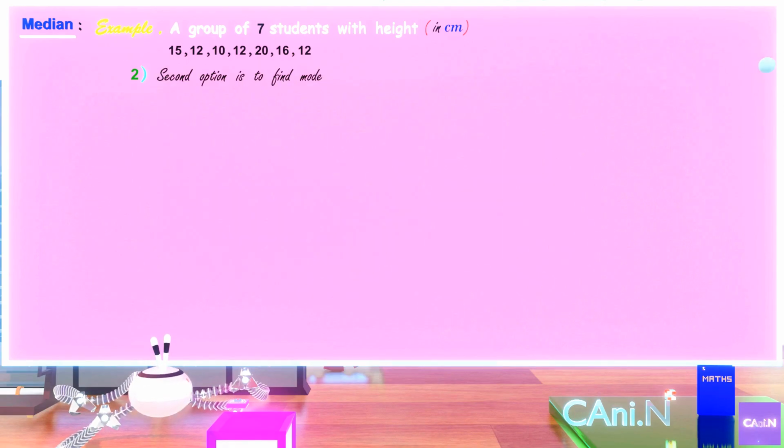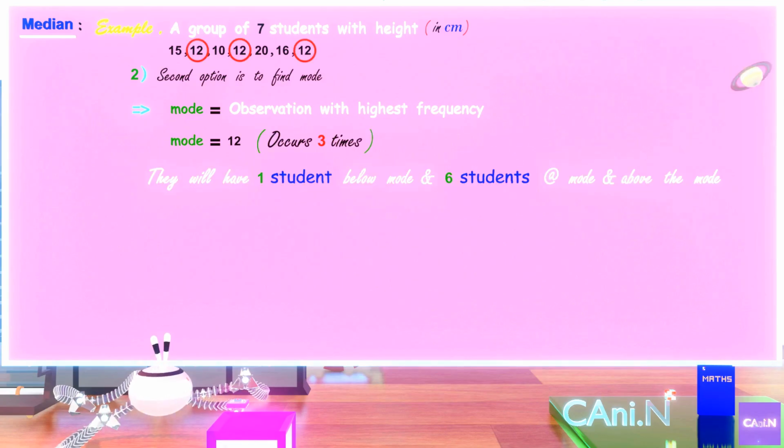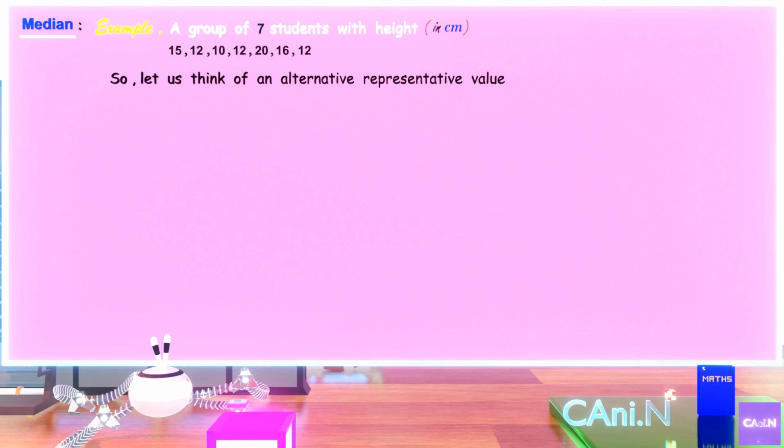Second option is to find mode. Mode equals observation with highest frequency. So, mode equals 12. They will have 1 student below mode, and 6 students at mode and above the mode, which is an unequal grouping. So, let us think of an alternative representative value.